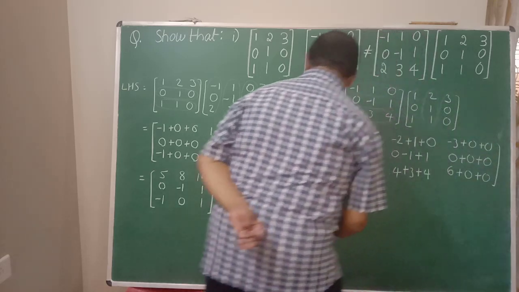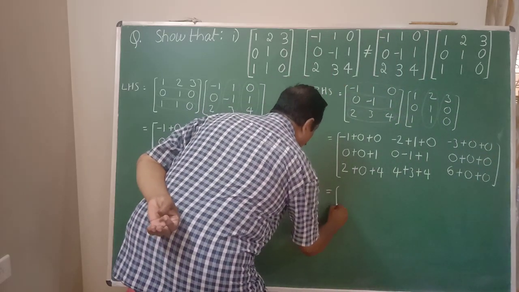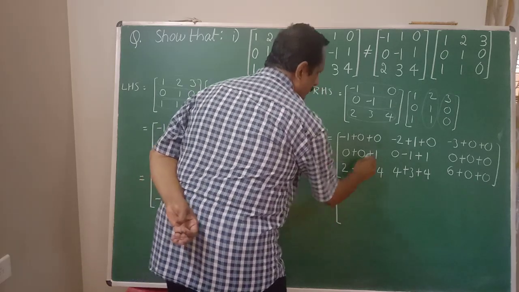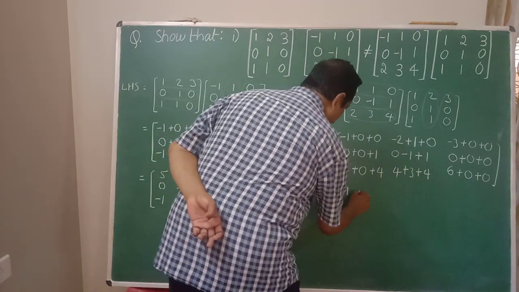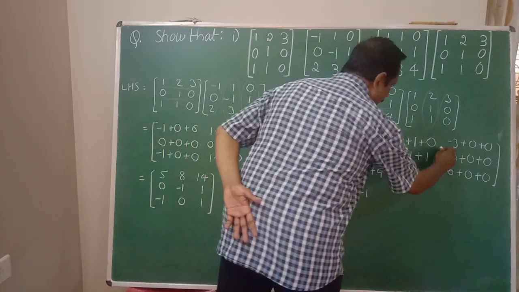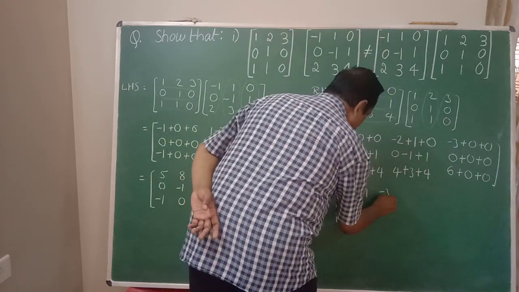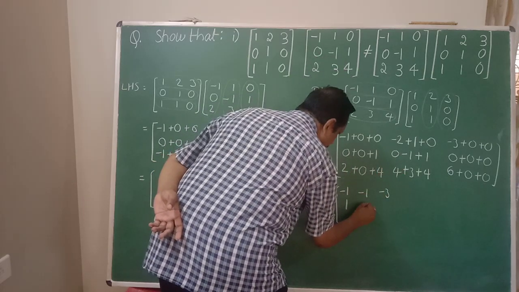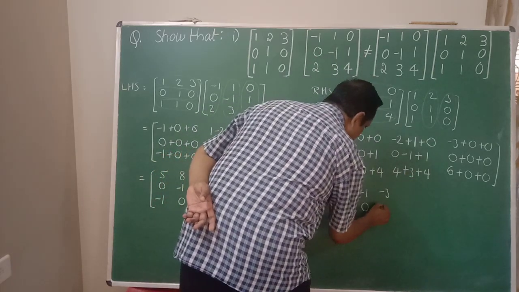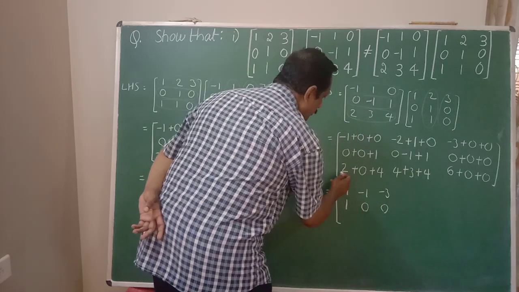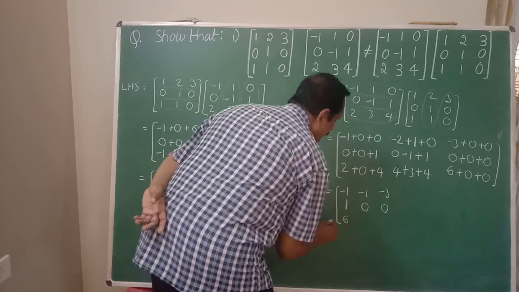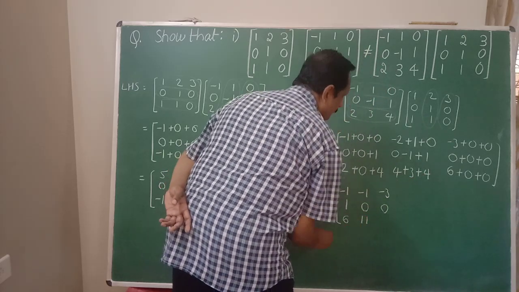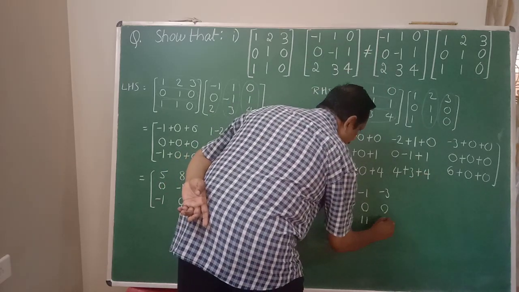Okay. Now simplify. So this is equal to, it is minus 1 here. Minus 2 plus 1 is minus 1. Then it is minus 3 here. So write here minus 3. Then here 1. Minus 1 plus 1 cancels here. It is a 0 here. Then it is a 0. Then 2 plus 4 becomes a 6. 4 plus 4 is 8. Plus 3 is 11 here. So it is 11. Then it is a 6 here.